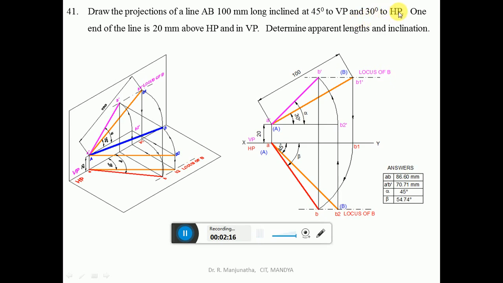Then 30 degrees to HP. The inclination of a line with respect to HP is seen in VP. So with a dash as center, use the protractor to measure an angle of 30 degrees and draw this line, which will be the true length of the line. The true length is the same in both the front view and the top view. So you mark that point at 100 mm and draw the locus, which is going to be B1 dash, and write locus of B. Now we project these two.